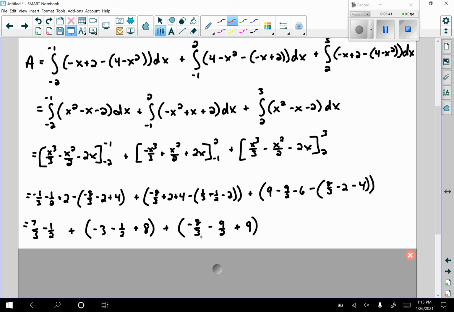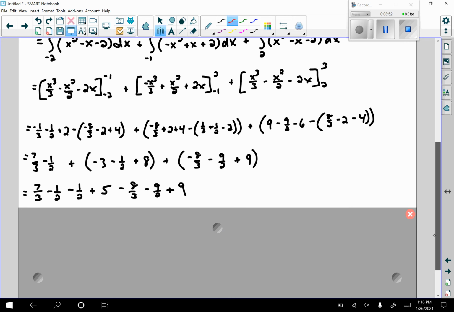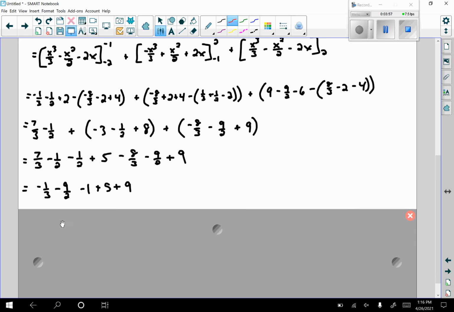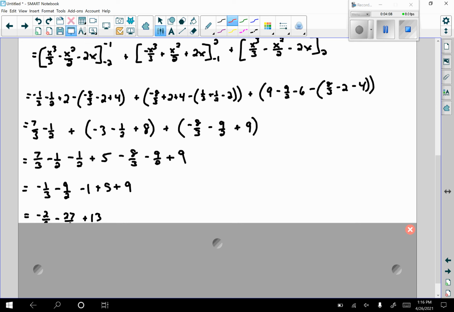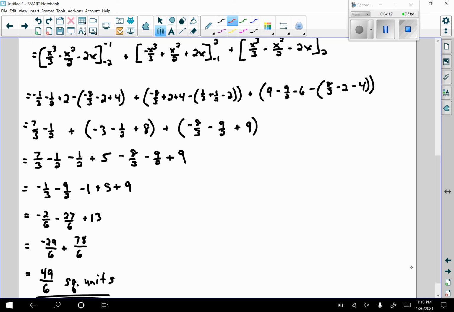Over here, I just put the negative 8/3 first and the minus 9/2. We get 9 minus 6, which is 3. Then we get 3 minus the negative 6, which is plus 9. Still rearrange some terms here. So this gives me 7/3 minus 8/3 is negative 1/3. Negative 1/2 minus a 1/2 gives me a -1. I just move my negative 9/2 here, plus my 5, plus my 9. So that's going to give me a 13. I got common denominators over here. And we end up with 49.6 square units.